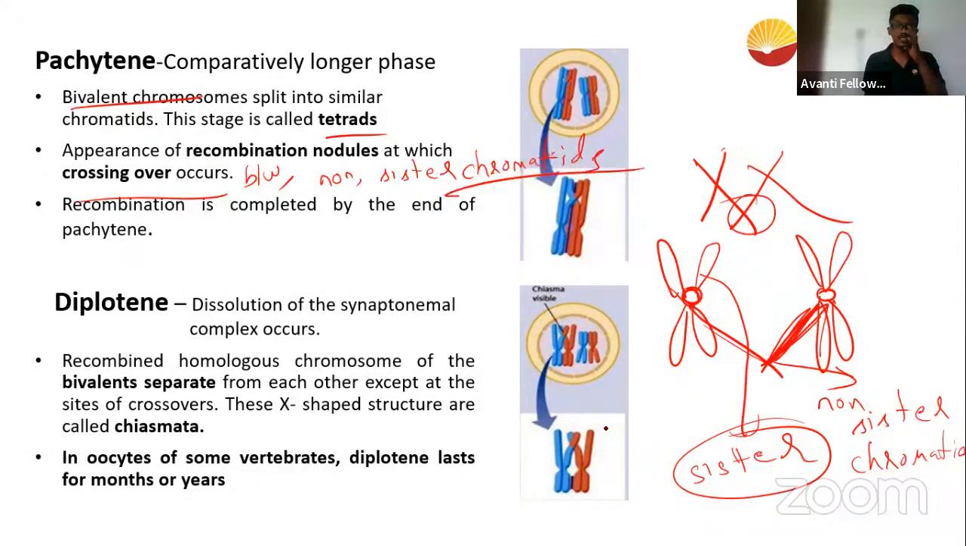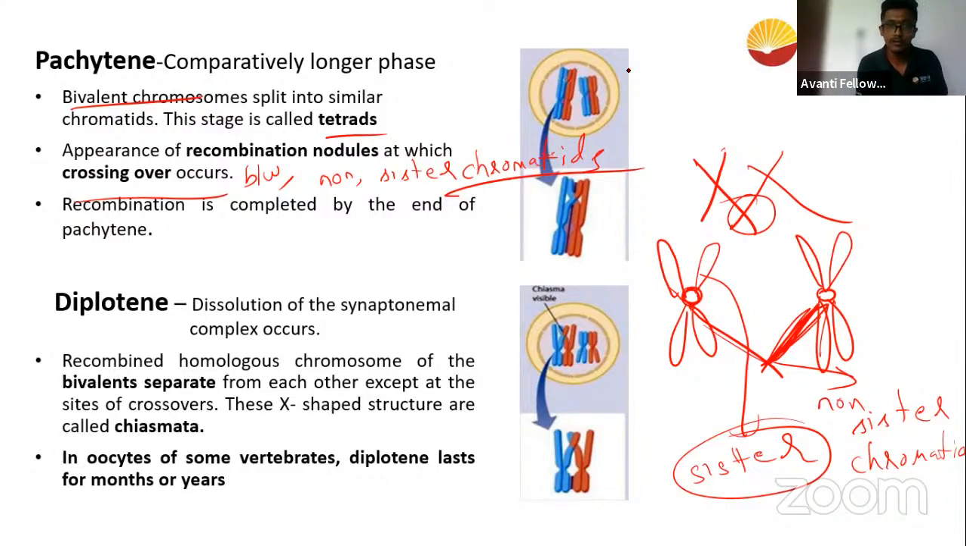Yes, no? Did you understand? Even though it is 1, 1, one has one sister chromatid and the other has another sister chromatid. So they crossed over each other. Since the crossing over has happened between two different sister chromatids of a homologous pair, I call it crossing over between non-sister chromatids. So you should understand this point.